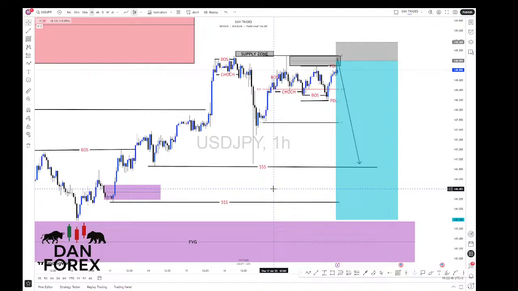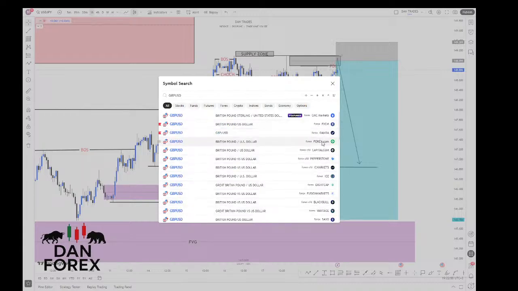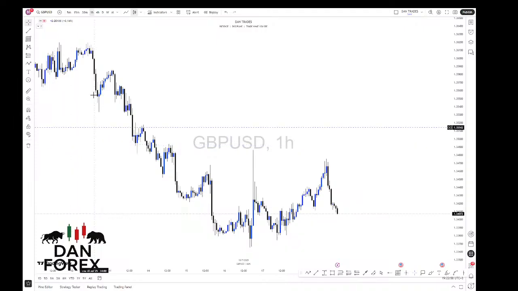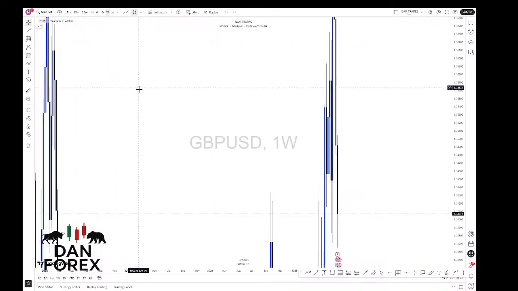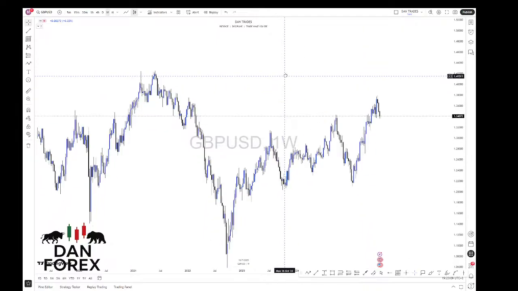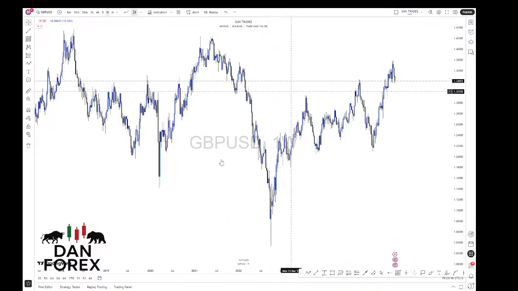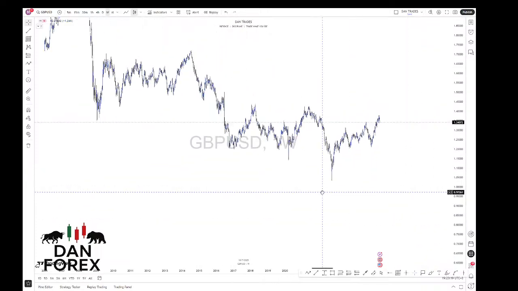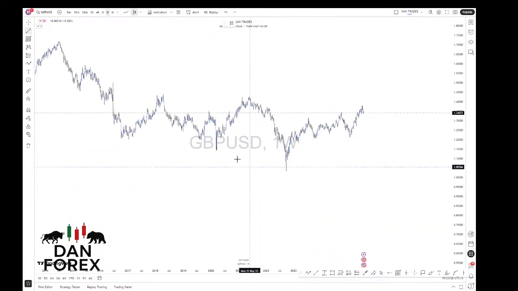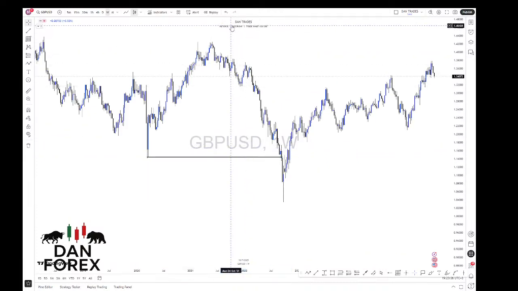Then I'll be looking for GBP/USD on the weekly time frame. On the weekly time frame GBP/USD, we can see that we are bullish. We have been bearish, but the current is we are still bullish. The last break of structure on weekly, we have that break of structure around that area.